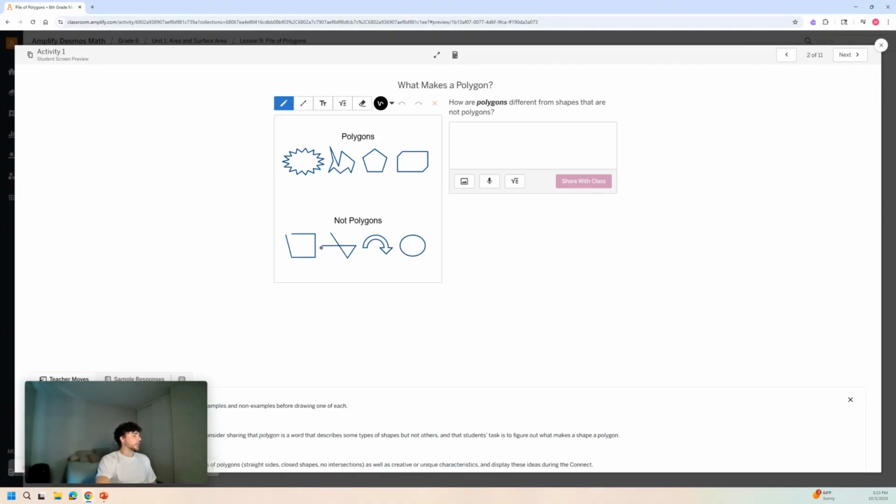So this is not a polygon. We have a starting point and an ending point. This is not a polygon. There's a starting point and an ending point. The rest of these shapes are closed. The reason these two aren't polygons, again, is because these sides are curved. These are not straight lines.